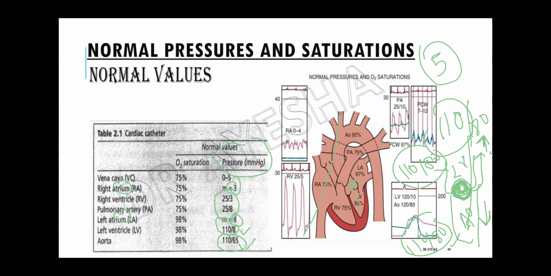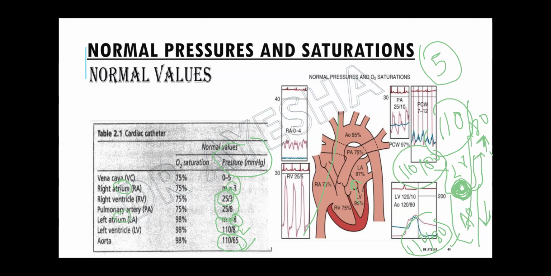We all know that the left side is our predominant side, while the right side is not the predominant one. The right side pressures are decreased. So for the normal right-sided pressure, you should remember around 25 in the ventricle, and the same pressure goes to the pulmonary artery as well, the 25.